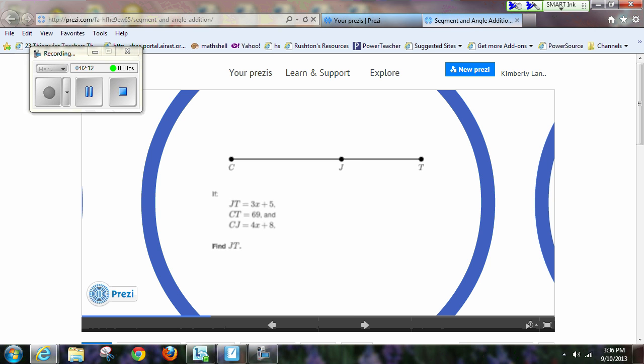So JT is 3x plus 5. Put that over JT. It says that CT is a total of 69 units. We take our marker and mark it from C to T, and that's 69 units. And then from C to J, it is 4x plus 8. So we take the algebraic expressions and place them into our diagram.